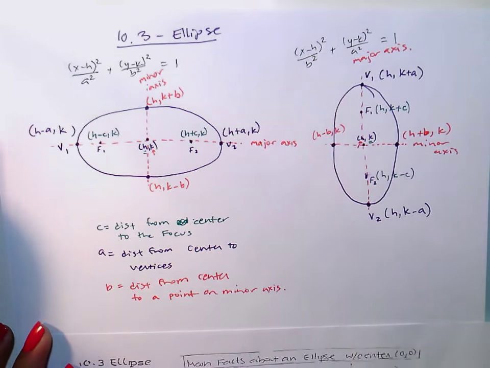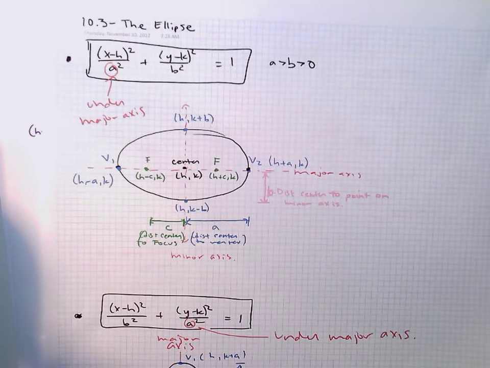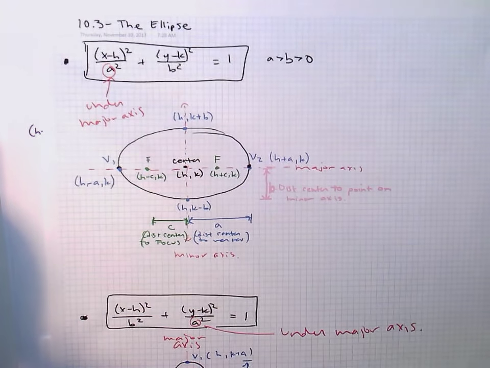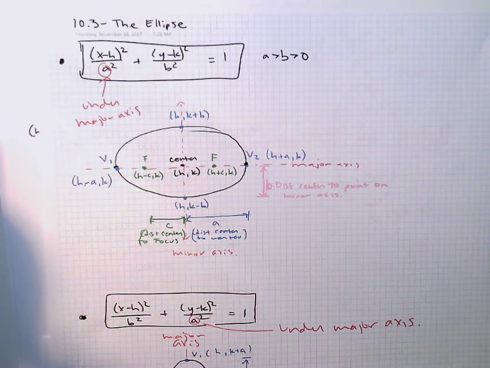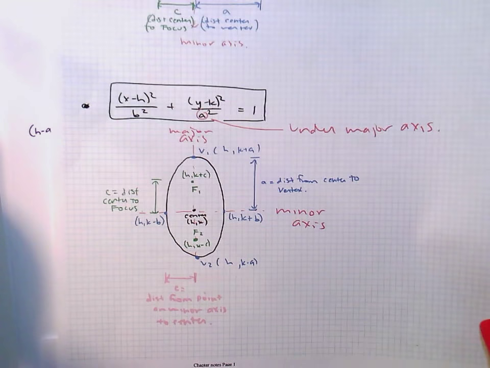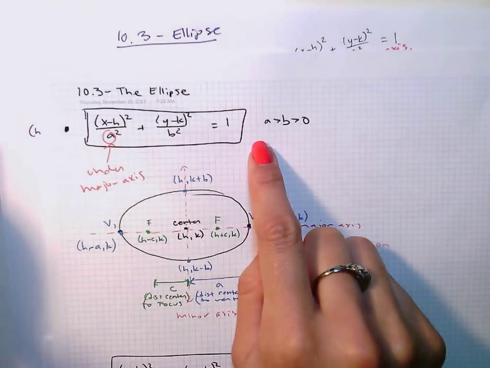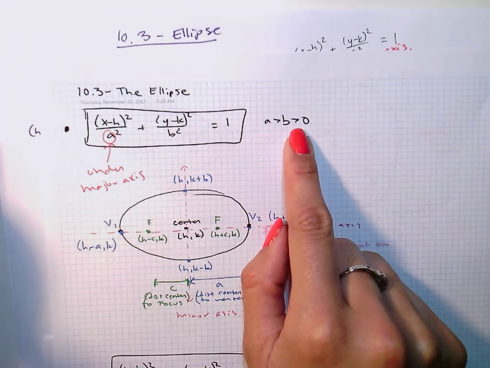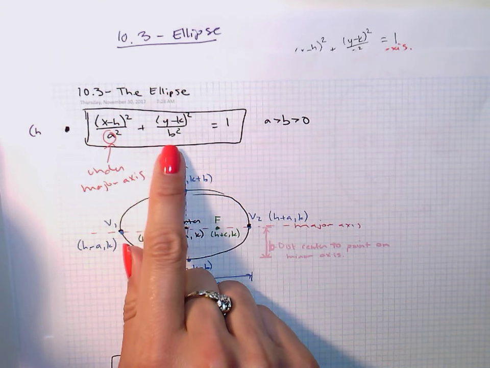We have to make sure that it's equal to 1 and that there's a plus sign between these two. So I'm going to email you guys this other cleaner version of the pictures for the ellipses, the one that opens left and right, so longer horizontally, and the one that is longer vertically. On this one, I also specified that a has to be bigger than b, which is bigger than 0, so this denominator cannot be equal to 0 for either one of these two.